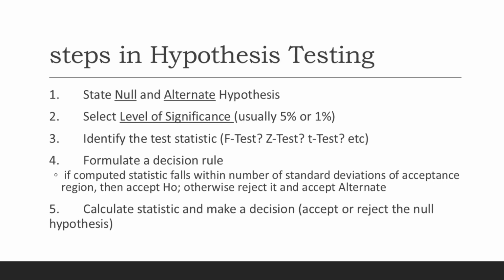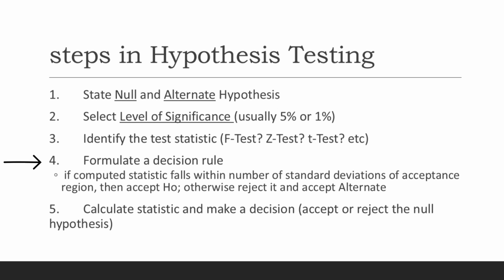What are the steps in hypothesis testing? Number 1, state the null and alternate hypothesis. Number 2, select the level of significance, usually 5% or 1%, and has to be selected in advance. Number 3, identify the test statistic. Is it an F test, a Z test, a T test, etc.?